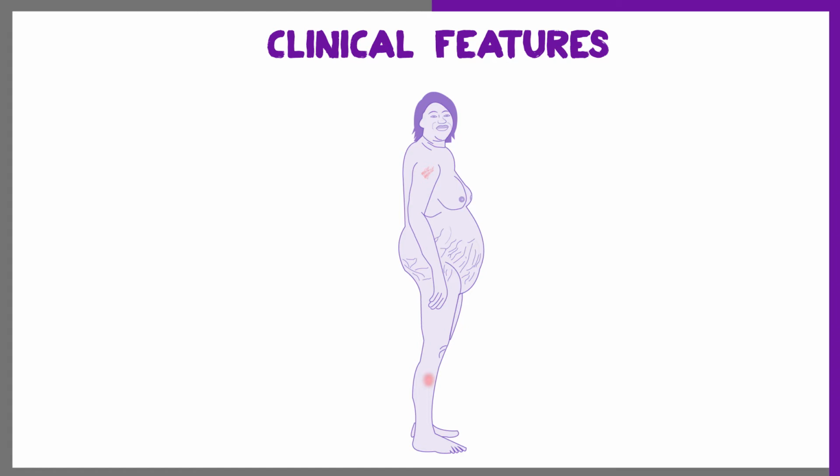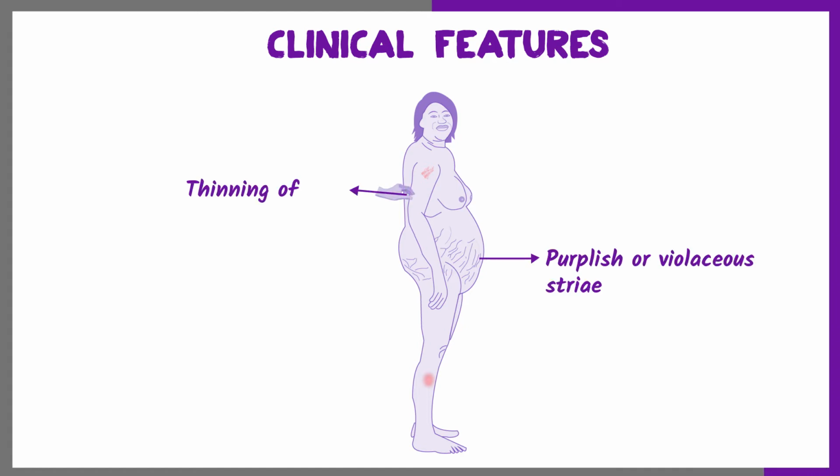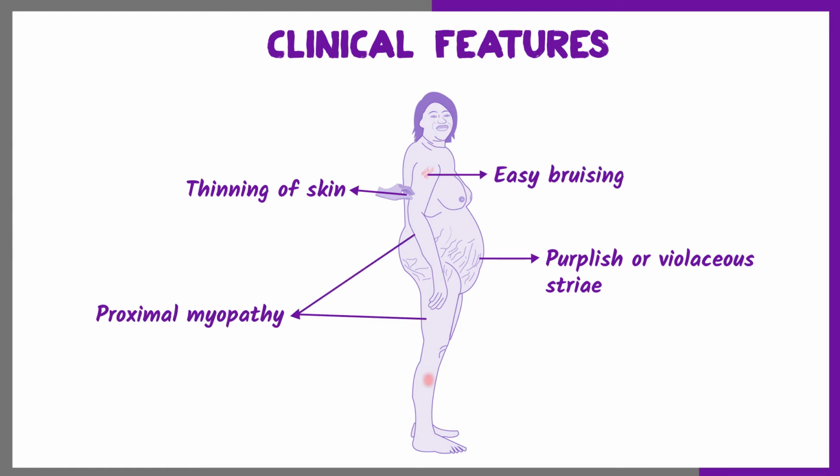Clinical features: there are a lot of clinical features, but always remember purplish or violaceous striae, thinning of skin, easy bruising and proximal myopathy are highly suggestive of Cushing syndrome.